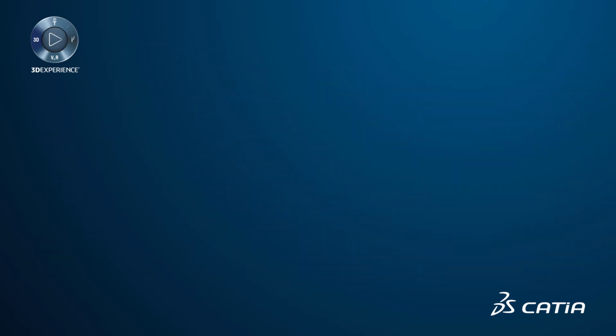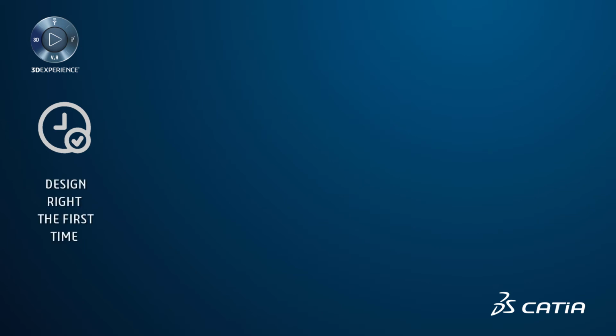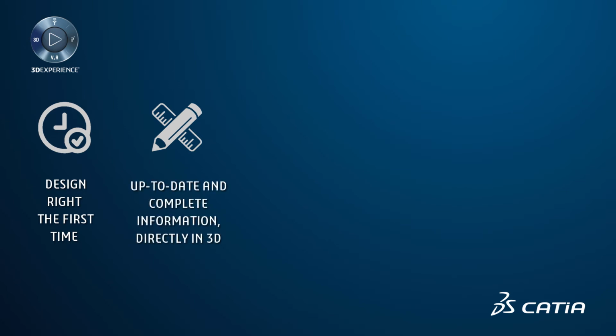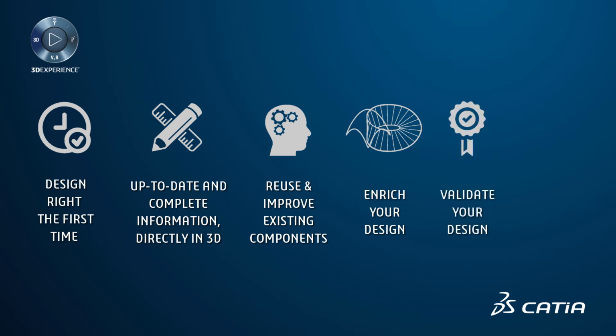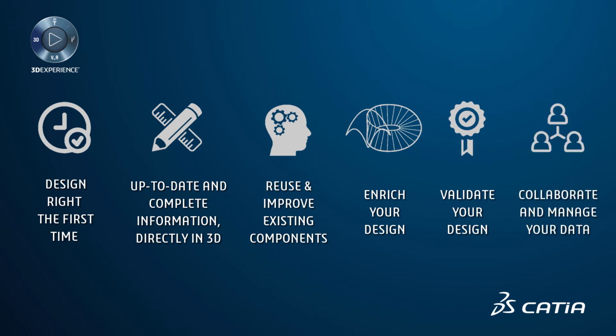With CATIA Engineering Excellence, you will reduce time to market by getting the design right the first time, always access up-to-date and complete information directly in 3D, easily reuse and improve existing components, enrich your design with sophisticated and complex shapes, validate your design to reduce the need for physical prototypes, collaborate and manage your data with your team and others.